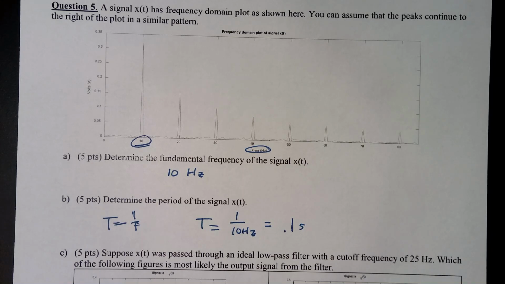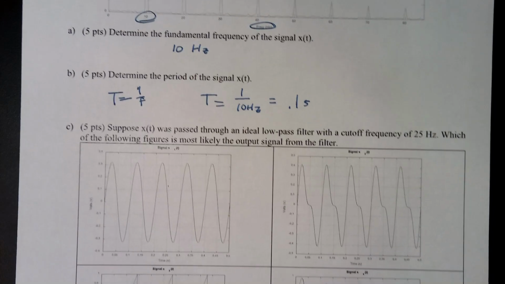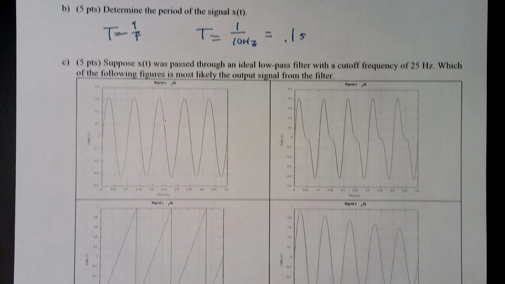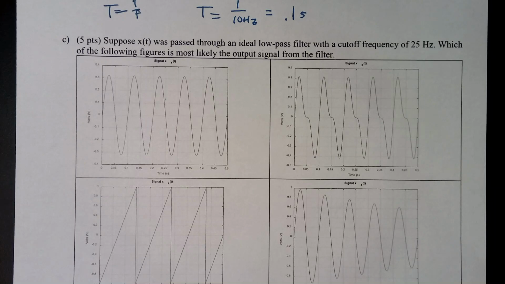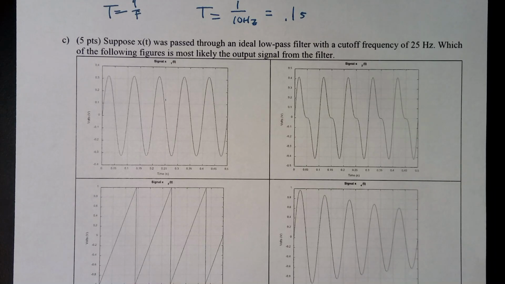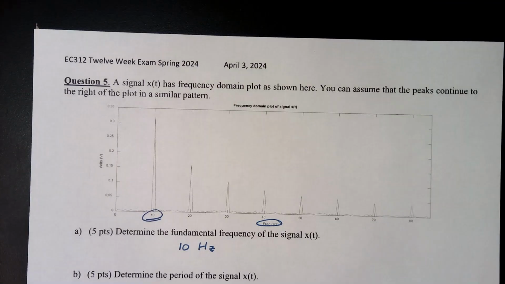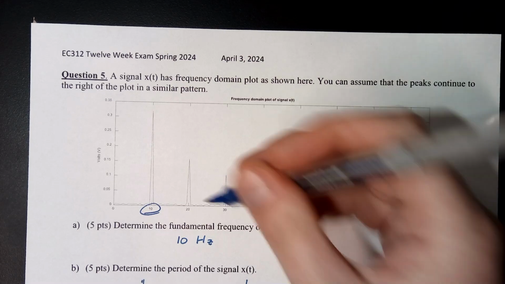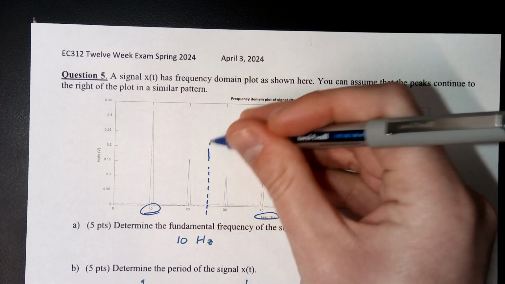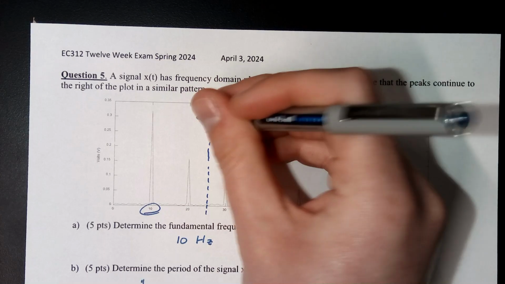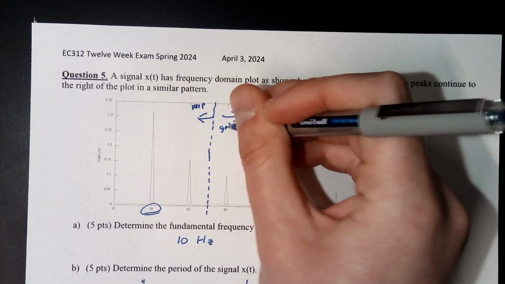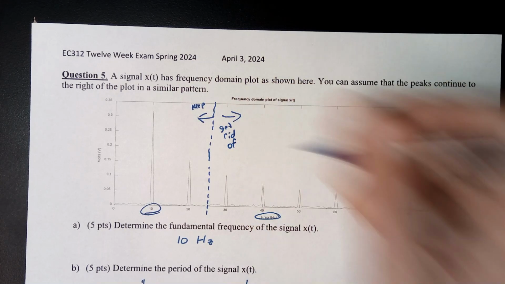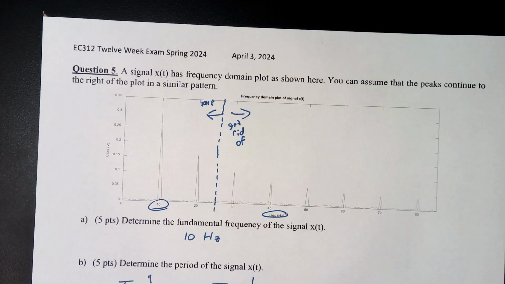So then for the last part, suppose this was passed through an ideal low pass filter with a cutoff frequency of 25 hertz. Which of the following figures is the most likely output signal from that filter? So let's look at our frequency diagram and say, okay, at 25 hertz, we're going to keep the things here and get rid of the stuff over here, right? Because we're low pass filtering.